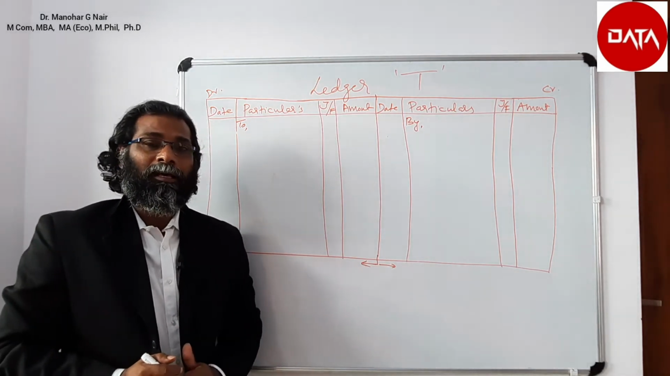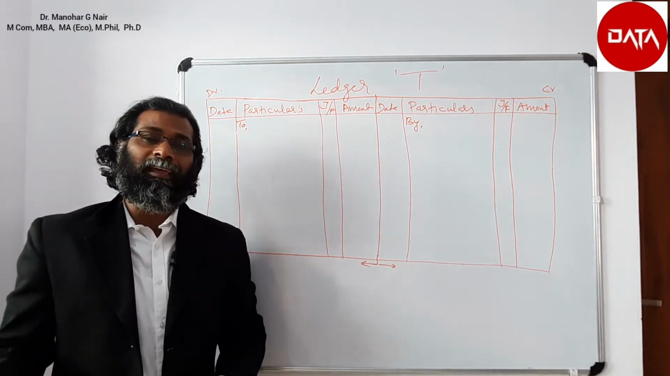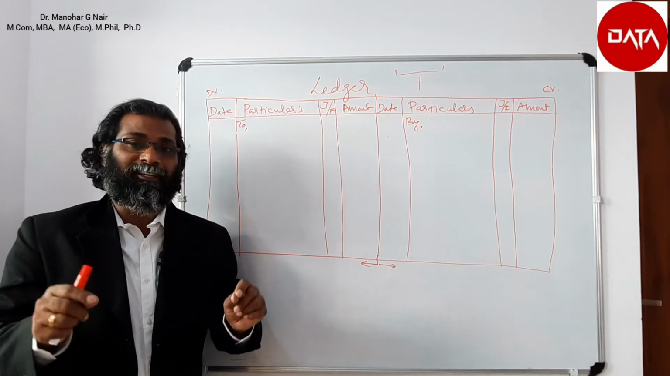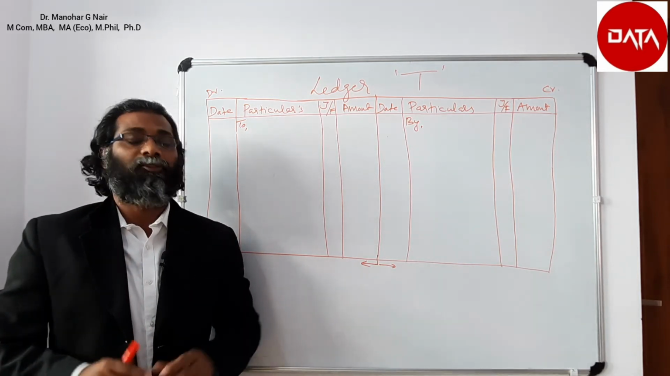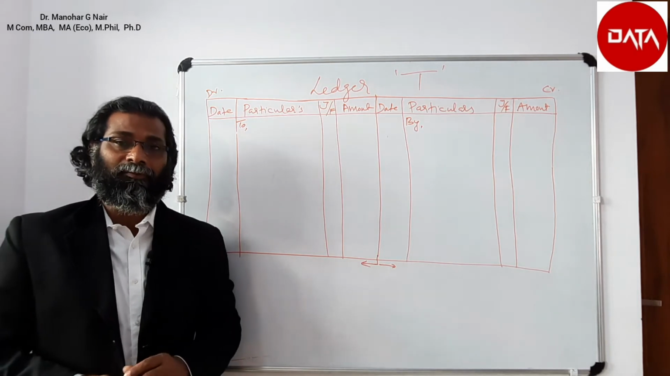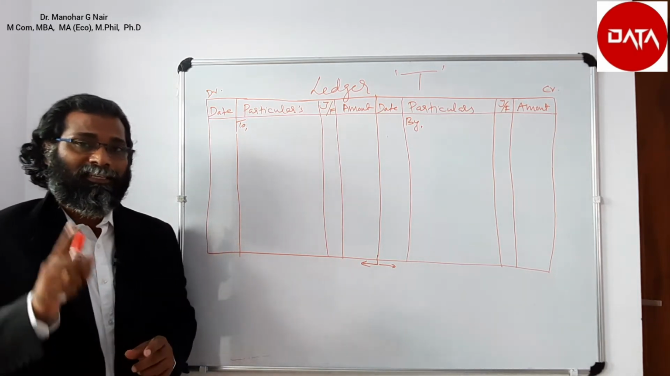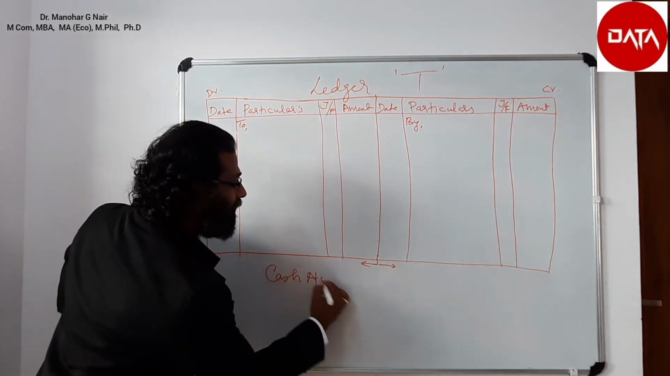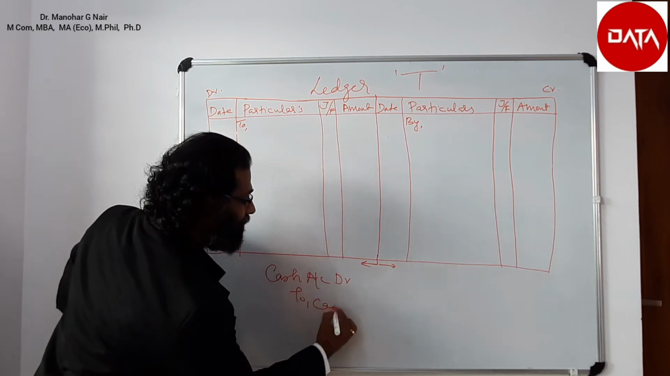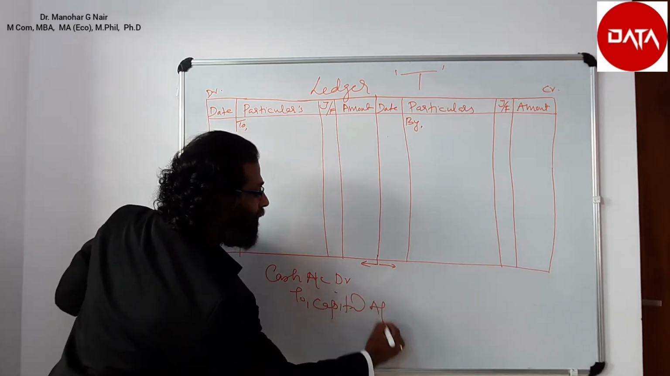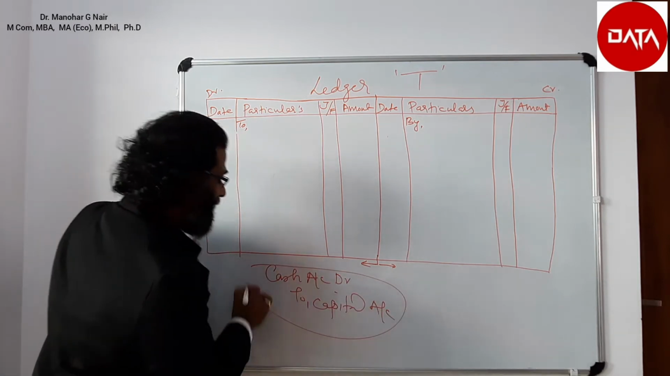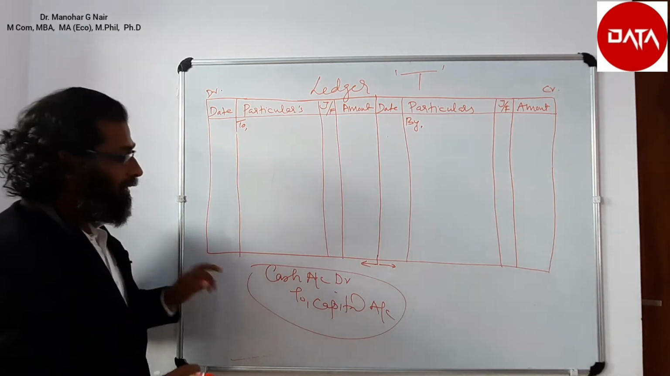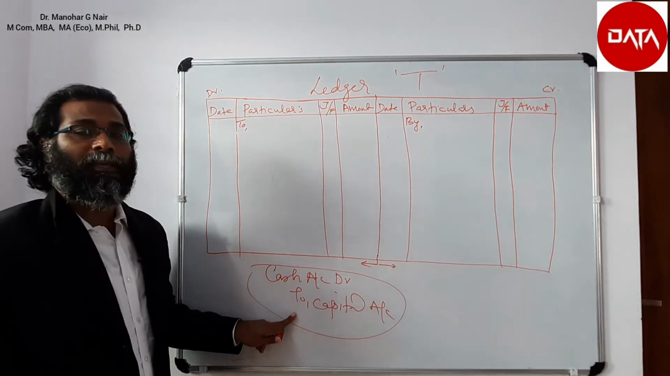So the next process is we have to bring the journal to the ledger. Transferring a journal into the respective ledger is said to be posting. So my dear friends, each element of the journal will have a separate ledger account. For example, the first journal we have written is cash account debtor to capital. With this journal entry, two accounts have to be opened: one account for cash and another one for capital.